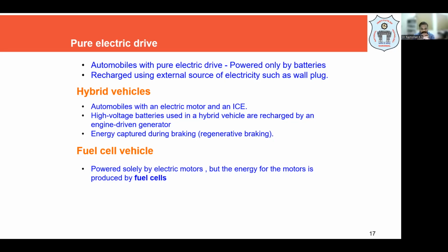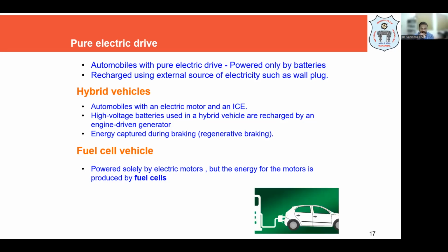And there are vehicles which are powered solely by electric motors, but the energy for the motors is produced by fuel cells. So we have the pure electric vehicle, which is powered only by batteries. We have hybrid vehicles, where you use an IC engine, that is gasoline or diesel, and a battery is also there, which gets charged when you are operating with the IC engine. Then we have the fuel cell vehicle, which purely gets energy from hydrogen and oxygen.